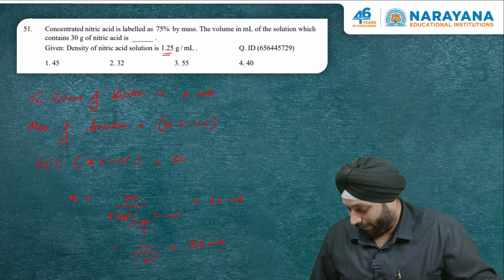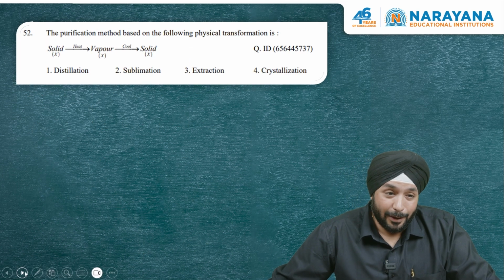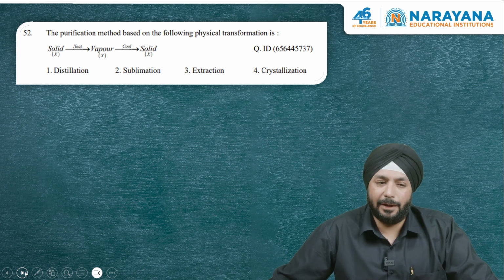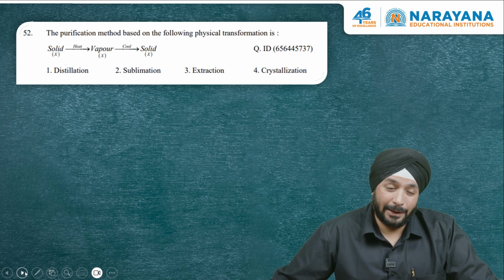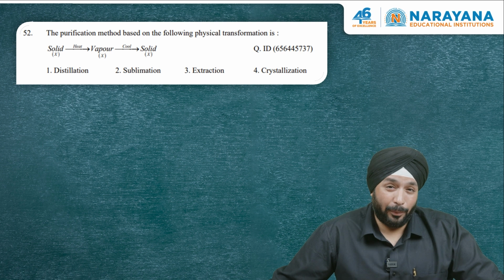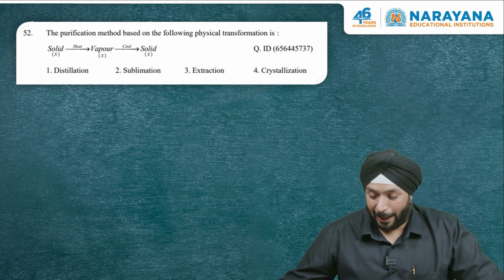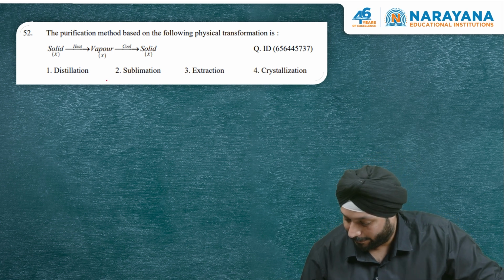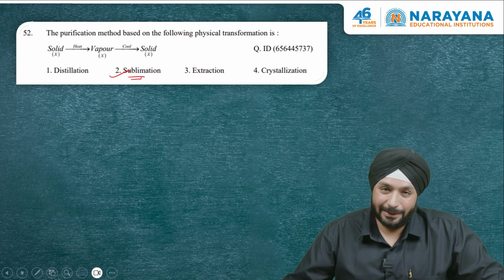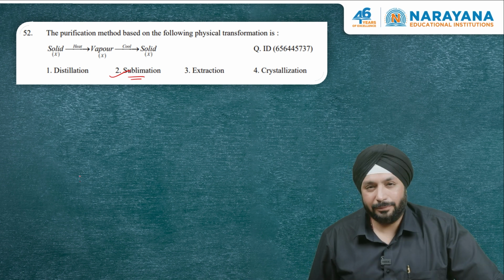So we'll start with the second question. The purification method based on the following physical transformation is: solid, when you heat it, will become vapor, and vapor when you cool it will give solid. Obviously the process is sublimation, where when you heat solid it becomes vapors, leaving behind some impurities, and again you condense those vapors and get your solid back. So this transformation is known as sublimation. It is a straightforward question. All of you might know this process, so no need to go in depth. We'll move to the next question.